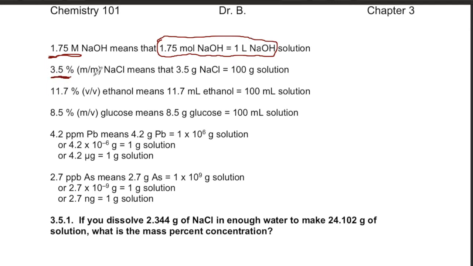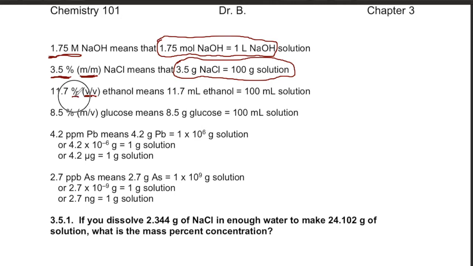So percent, especially percent by mass, so mass percent, 3.5 mass percent of sodium chloride means per 100. So every 100 grams of your mixture, because we're talking about mass, has 3.5 grams of your solute in it. So that means that there's 3.5 grams of sodium chloride in every 100 grams of solution.